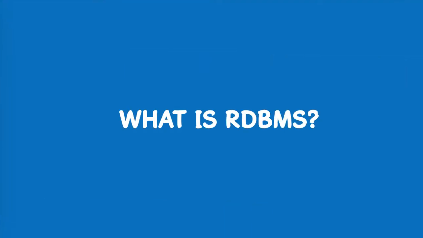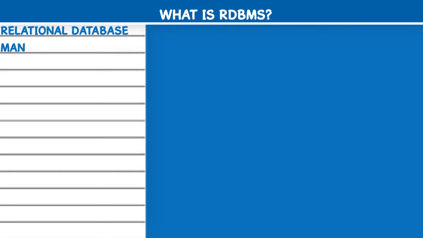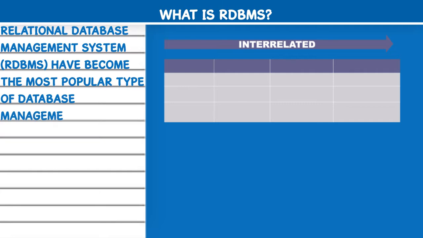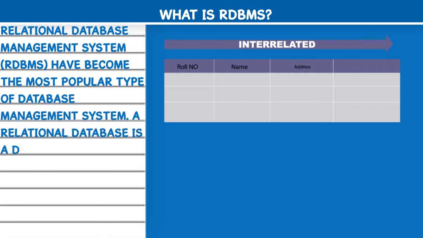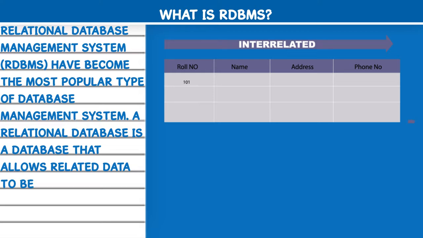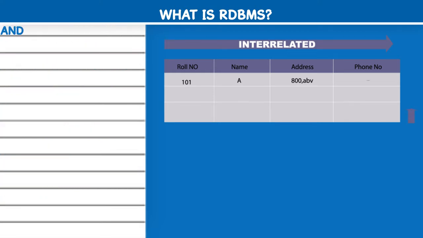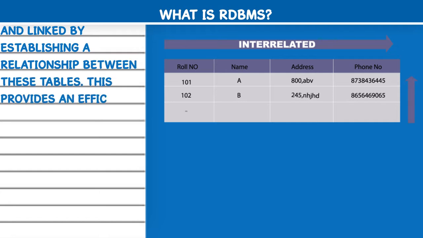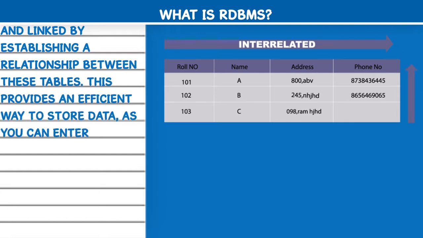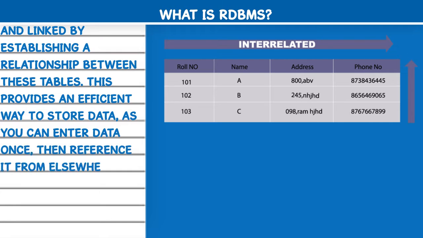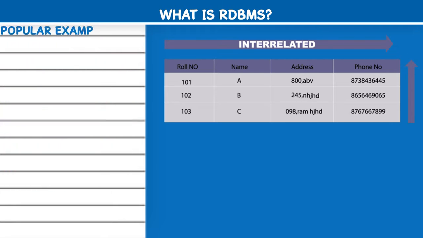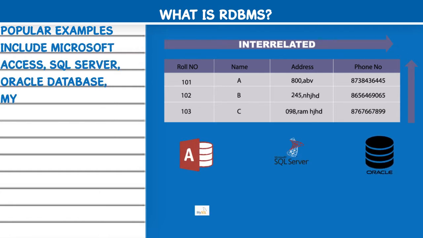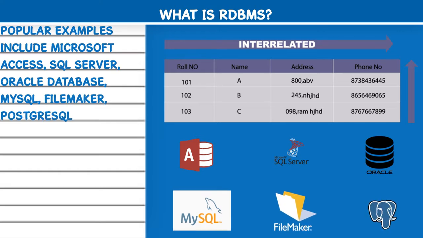What is RDBMS? Relational Database Management Systems, RDBMS, have become the most popular type of database management system. A relational database is a database that allows related data to be stored across multiple tables, and linked by establishing a relationship between these tables. This provides an efficient way to store data, as you can enter data once, then reference it from elsewhere in the database. Popular examples include Microsoft Access, SQL Server, Oracle Database, MySQL, FileMaker, PostgreSQL, and more.